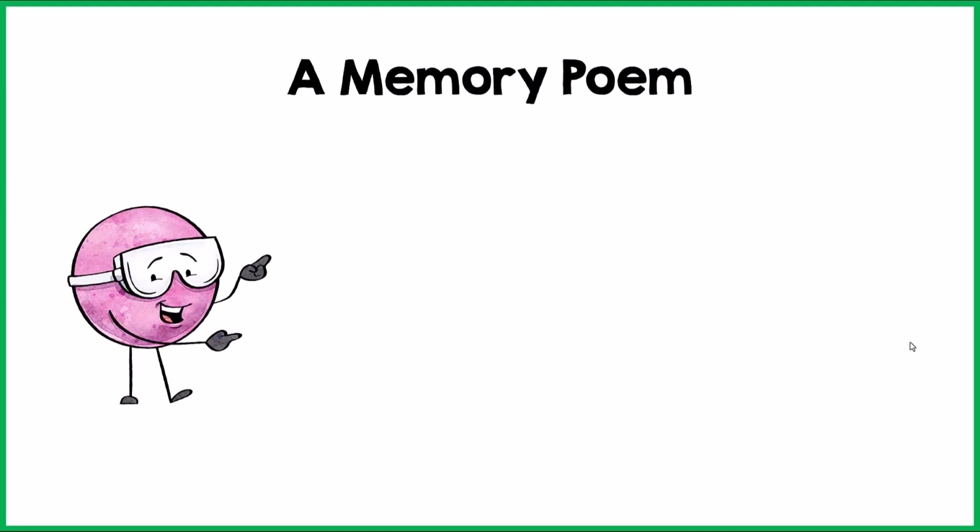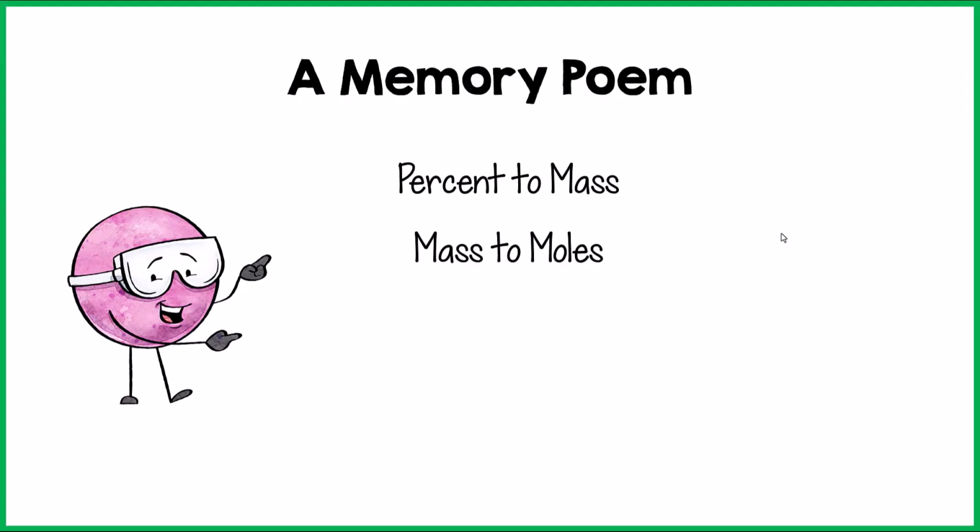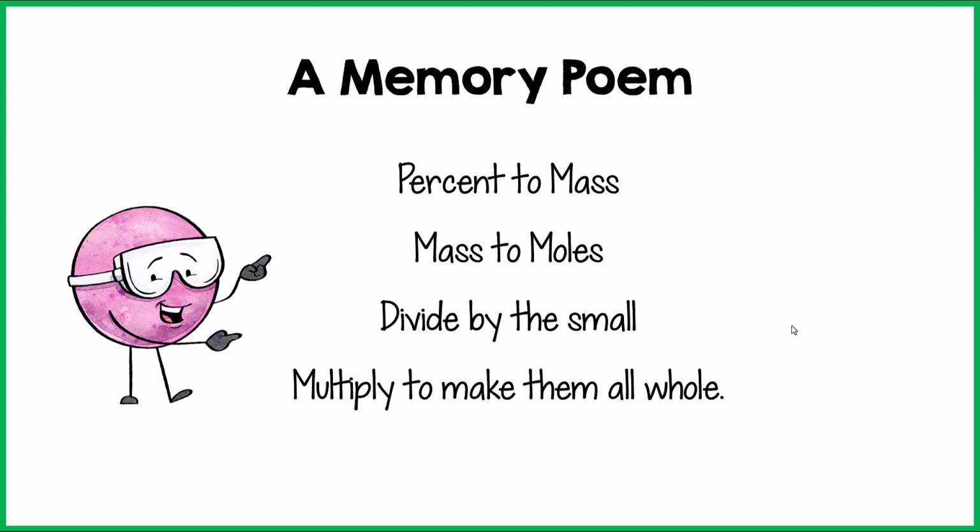So here is a simple way to remember it with a memory poem, since it's got a lot of steps to this process. Percent to mass, mass to moles, divide by the small, so the smallest mole number, we're going to divide by that, and then multiply to make them all whole. So because this rhymes a little bit, maybe it'll help you remember how to do it. Percent to mass, mass to moles, divide by the small, multiply to make them all whole. So let's go through an example of how this works.